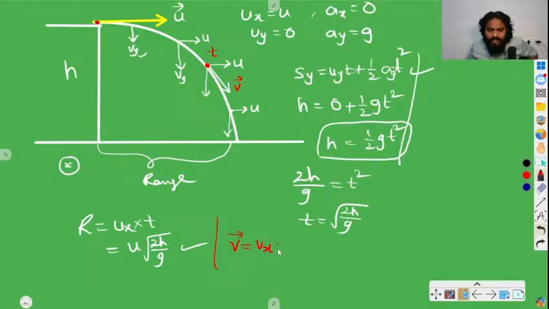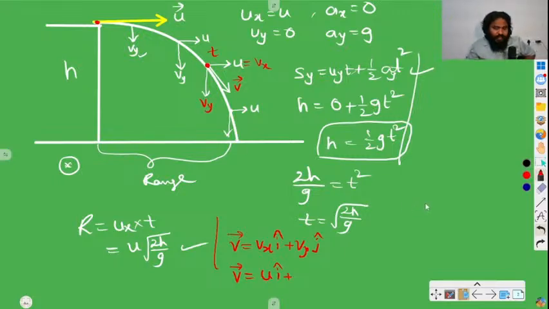So Vx i cap plus Vy j cap. Clear? So here you must remember one thing, ux is always constant because there is no acceleration, right? So velocity is equal to Vx, in the sense u i cap, plus, what about Vy? So if you want to find out, this is Vx, this is nothing but Vy. Now how will you find out Vy?